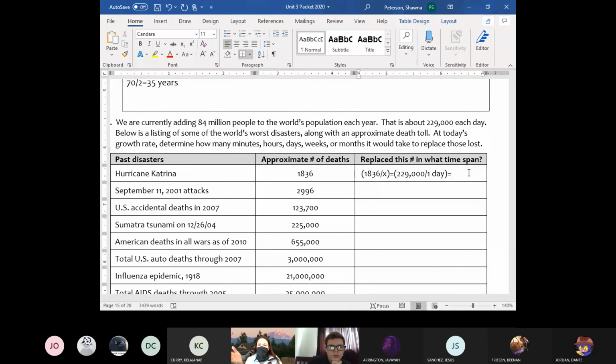Now think of this logically. If you say 124 days, okay, there are 229,000 people being born each day. So we should be looking at an answer of less than 1 day. Maybe 24 hours. Wait, no, that is a day. I did my math wrong on my answer key, so let me fix that. Hold on. So much for doing better. There we go. 60. Maybe an hour.